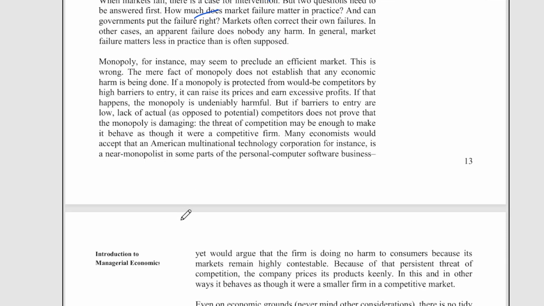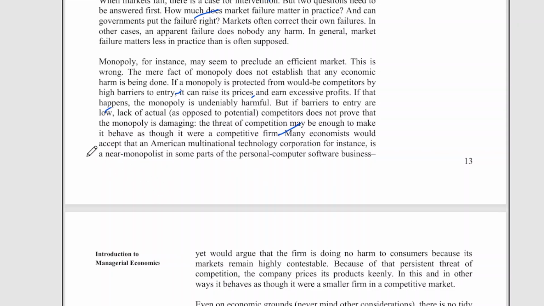And monopoly, for instance, may seem to preclude an efficient market. This is wrong. And the mere fact of monopoly does not establish that any economic harm is being done. And if a monopoly is protected from would-be competitors by high barriers to entry, and it can raise its prices and earn excessive profit, then the monopoly is undeniably harmful. But if barriers to entry are low, lack of actual as opposed to potential competitors does not prove that the monopoly is damaging, and the threat of competition may be enough to make it behave as though it were a competitive firm.